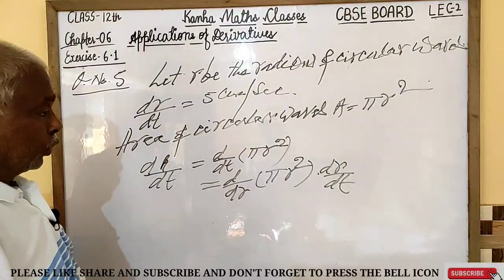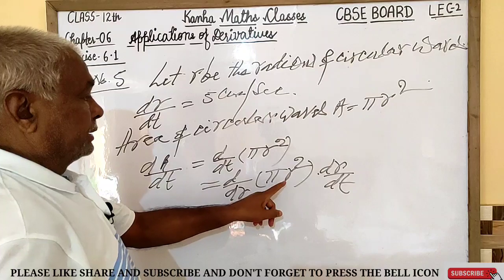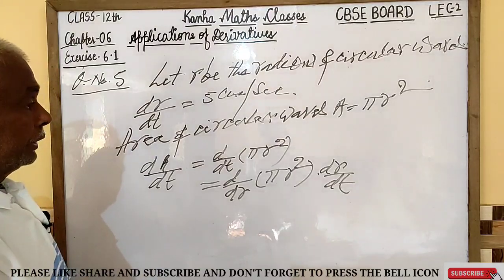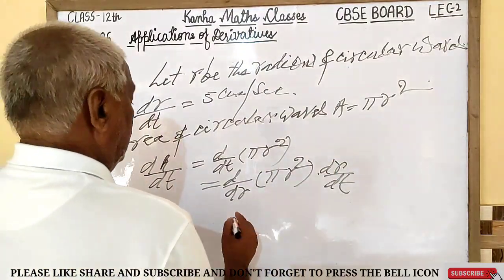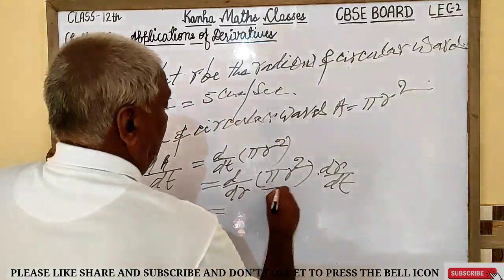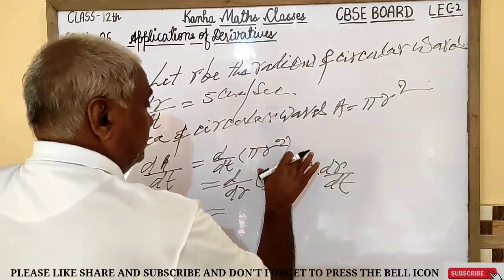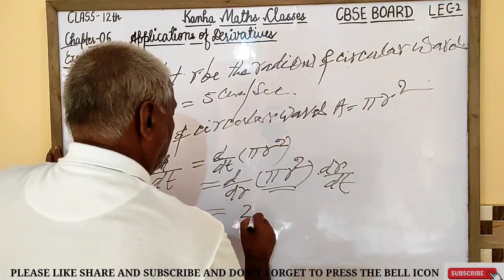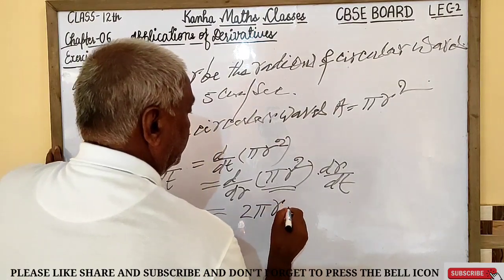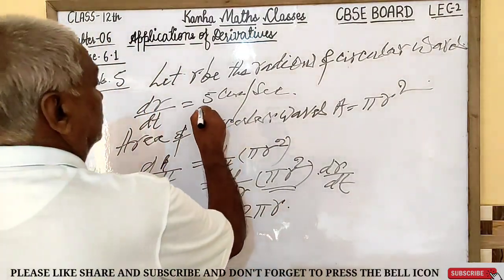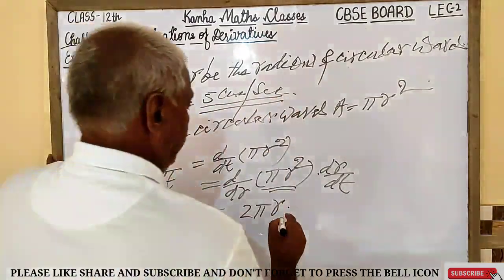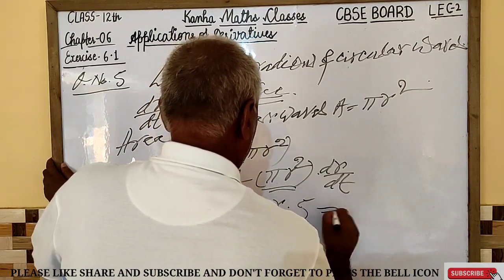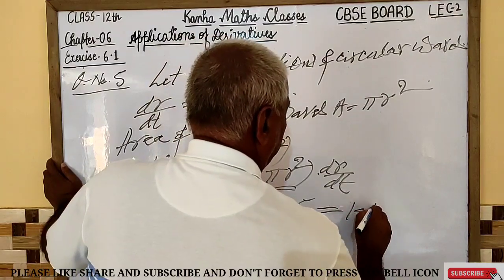Now, we have by chain rule d by dr of pi r square into dr by dt. If we resolve the derivative of the quantity within the bracket, we will have 2 pi r into dr by dt, which is equal to 5 centimeter per second, hence it will be equal to 10 pi r.